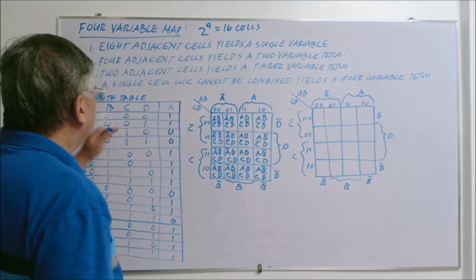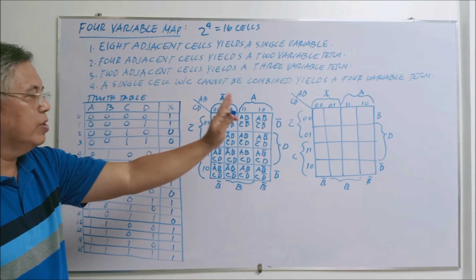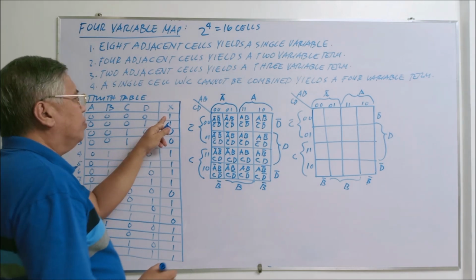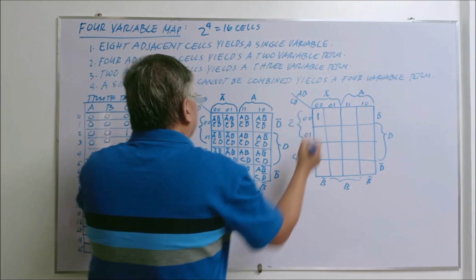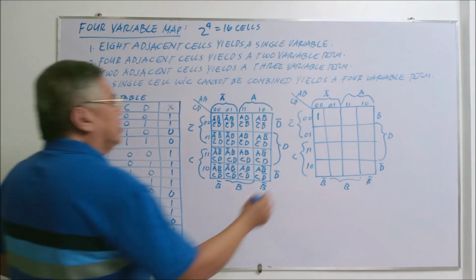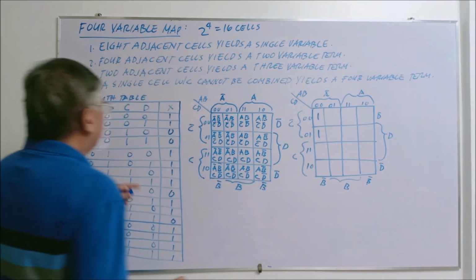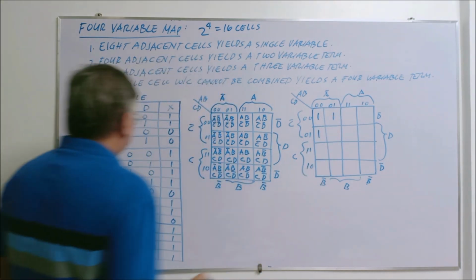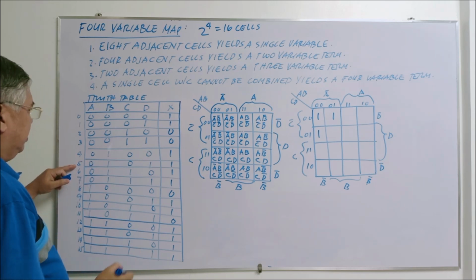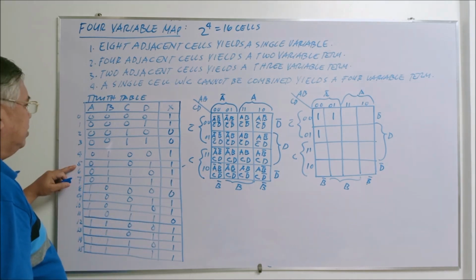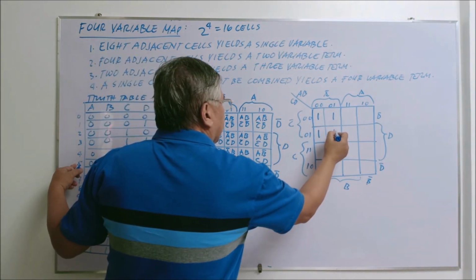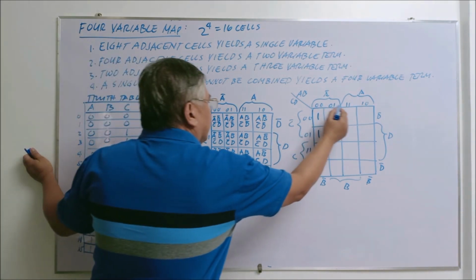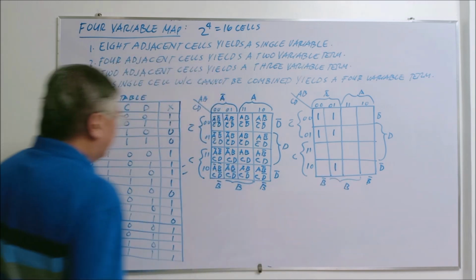Okay? Then we locate the values of your X in our map. So you have 0, 0, 0, 0, the output is 1. Then 0, 0, 0, 1, the output is 1. Then 0, 1, 0, 0, the output is 1. Then 0, 1, 0, 1, the output is 1. And then 0, 1, 1, 0, the output is 1.